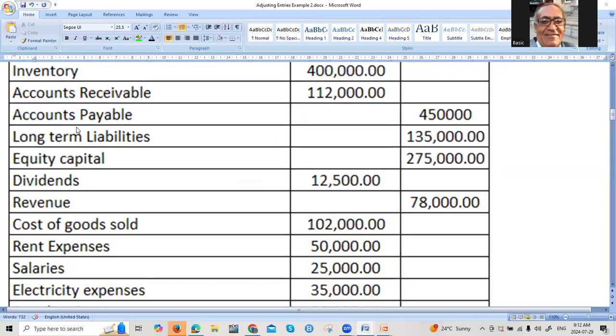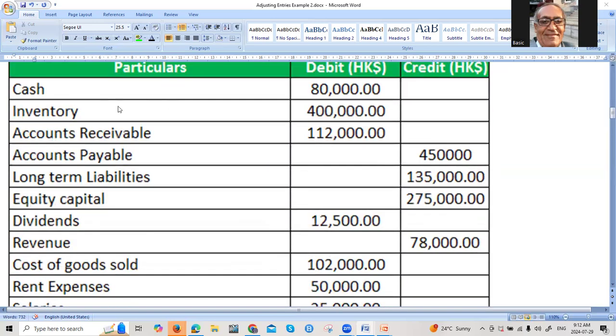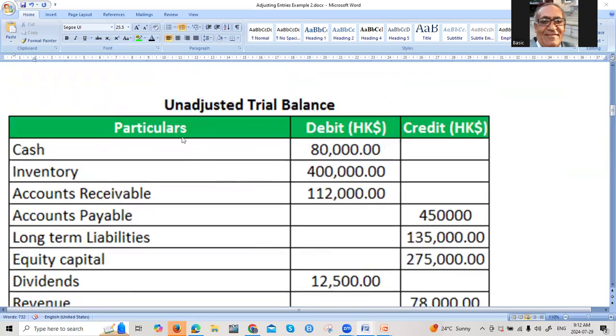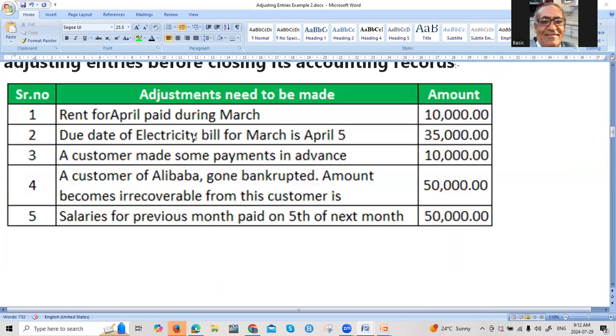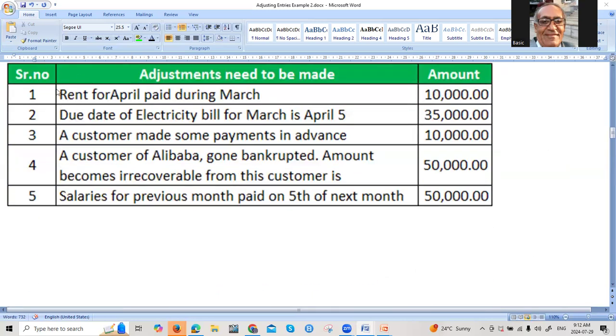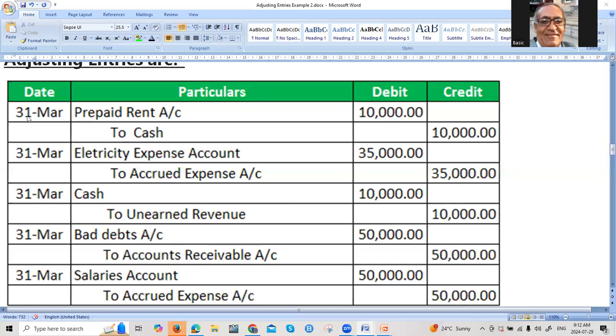Let's make it again. Here is the origin, the data given, and here are the transactions. I went for the first transaction. The first transaction is telling me rent for April paid during March, 10,000. So I paid in March, in advance, the rent of April. That means I paid prepaid rent. So I will make the entry for this.